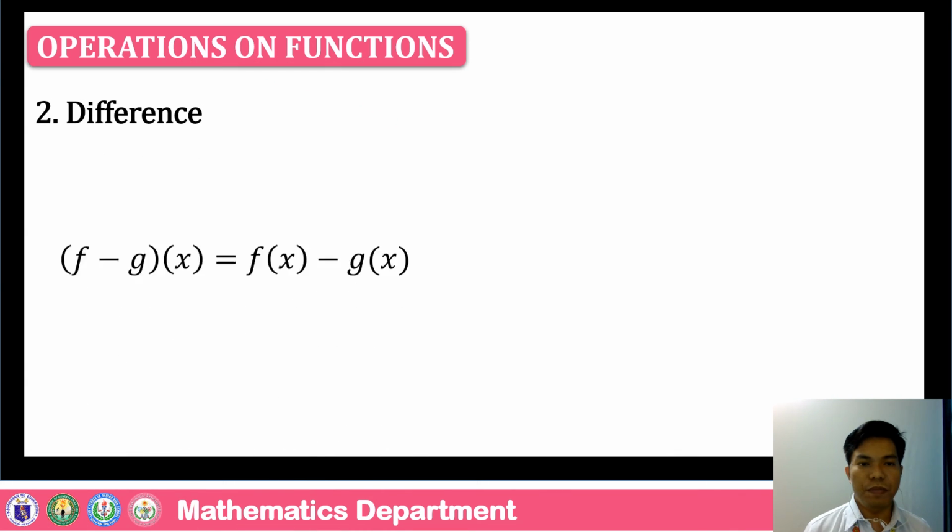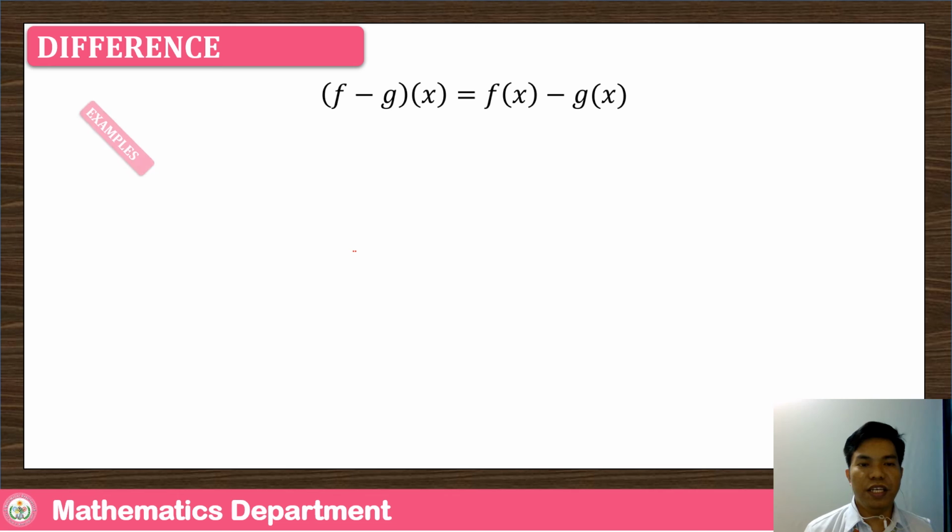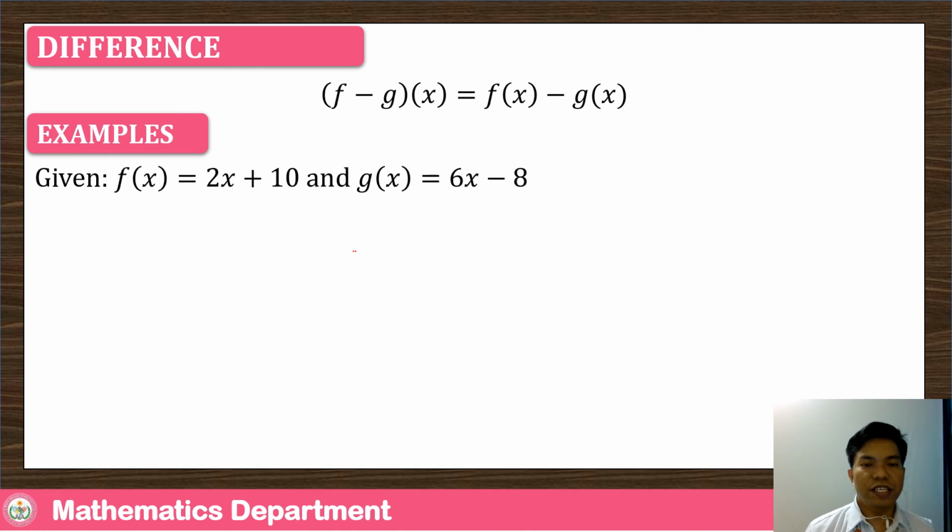Now to find the difference of two functions, we have here the form f minus g of x is equal to f of x minus g of x. So kagaya nung ginawa natin kanina sa addition of functions, ang kailangan lamang natin dito ay yung concept natin ng like terms at yung concept natin ng pagsasubtract ng integers. Using our previous given for our function f of x and function g of x, let us try to find f minus g of x and g of x minus f of x.